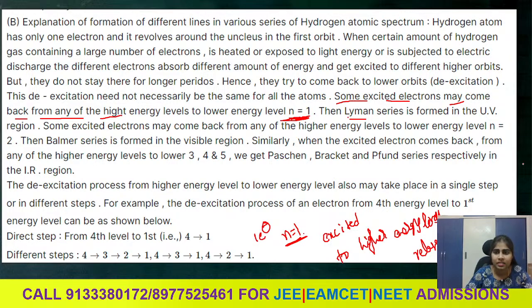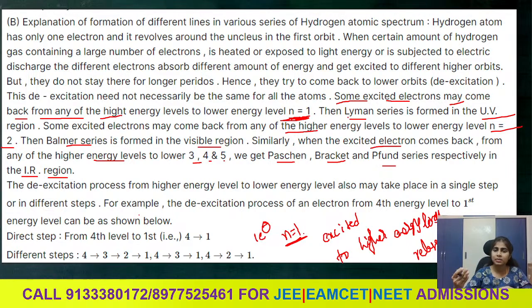Lyman series. This Lyman series is formed in the UV region, ultraviolet region. When excited electrons come back from any higher energy level to the lower energy level, that is n is equal to 2, then that series is known as Balmer series, and this is formed in the visible region. And when excited electrons come back from any of the higher levels to third, fourth and fifth levels, those are named Paschen, Brackett and Pfund, and this happens in the IR region, that is infrared region.